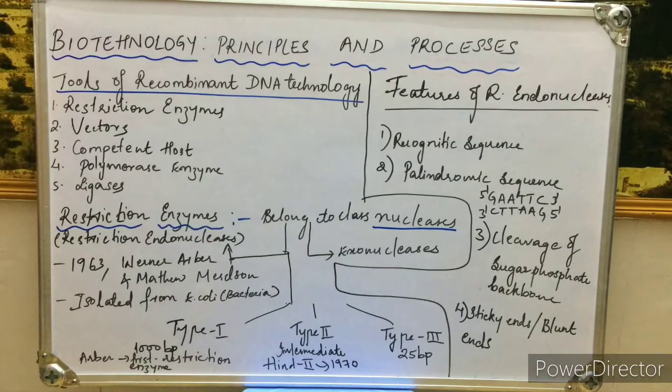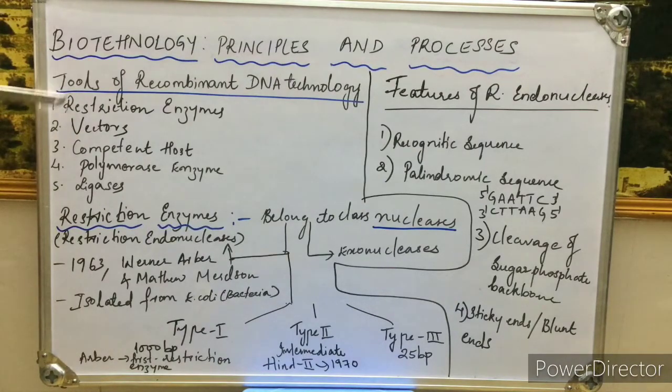Another tool of recombinant DNA technology is the vector. Vectors are the carriers of genes. They have the self-replicating capacity when they are linked to the DNA of the host organism. They take the DNA polymerase from the host organism and replicate the DNA. So the gene of interest which is carried is replicated in the host organism by these vectors.